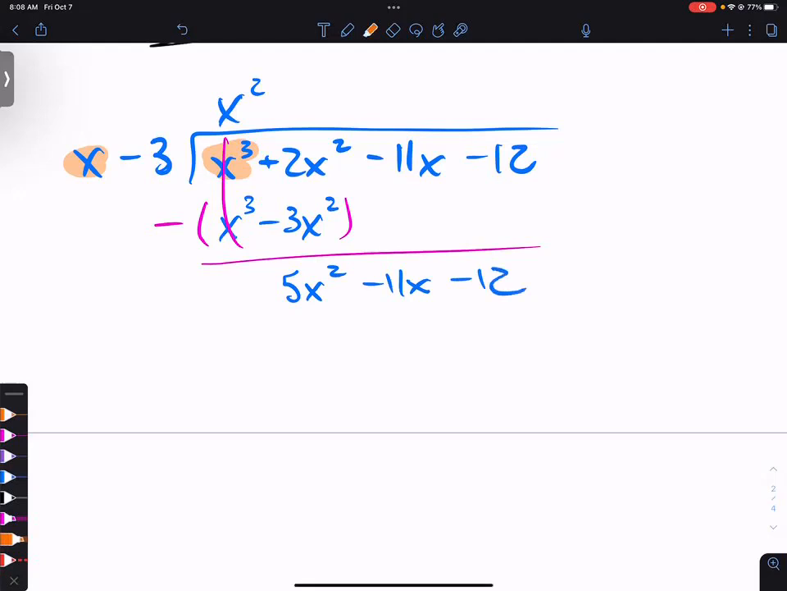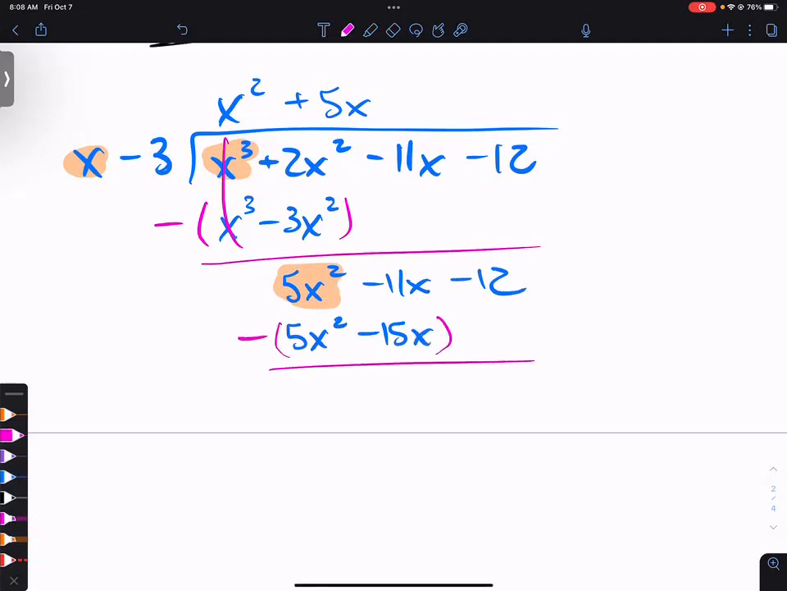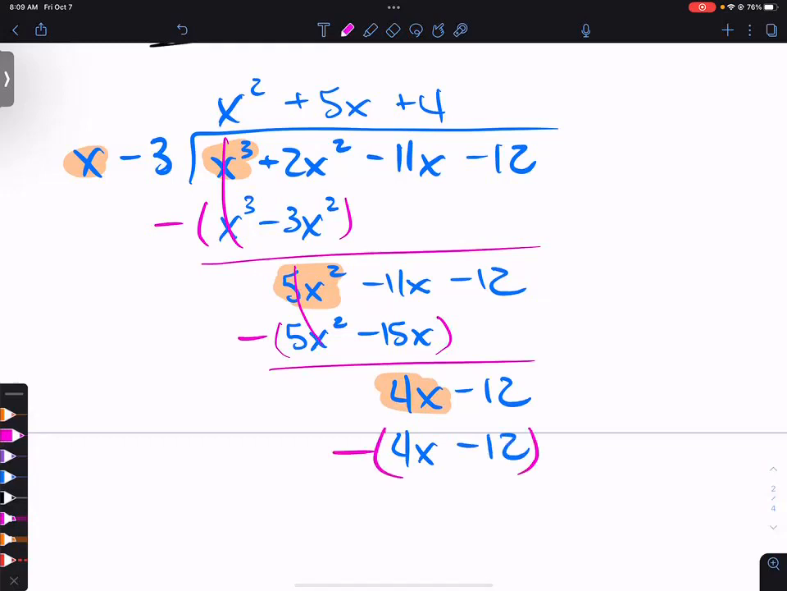And then we just start iterating on that. We just do it again, right, with this. So plus 5x, multiply would give you something like that. -11 plus 15, so 4x minus 12. x goes into that 4 times. So 4x minus 12 and subtract. And we get a remainder of 0.